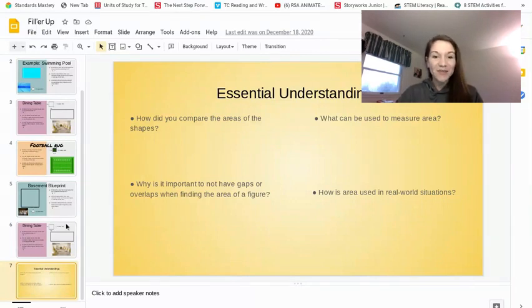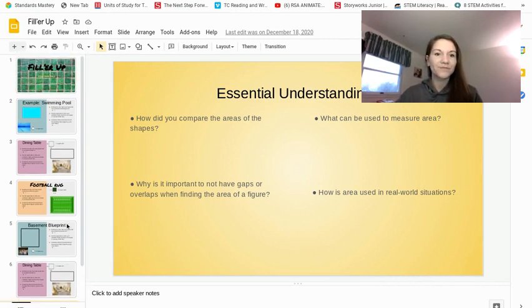And then finally on number 7, you're going to think about how this relates to your understandings of comparing the areas of the shapes, why it's important to line up your square feet exactly, what could be used to measure area, and how this applies to real-world situations. You were given some real-world situations. How could it relate to others? That's some of the thinking that I want you to be doing today as you're thinking about area. Let me know if you need any help with that.